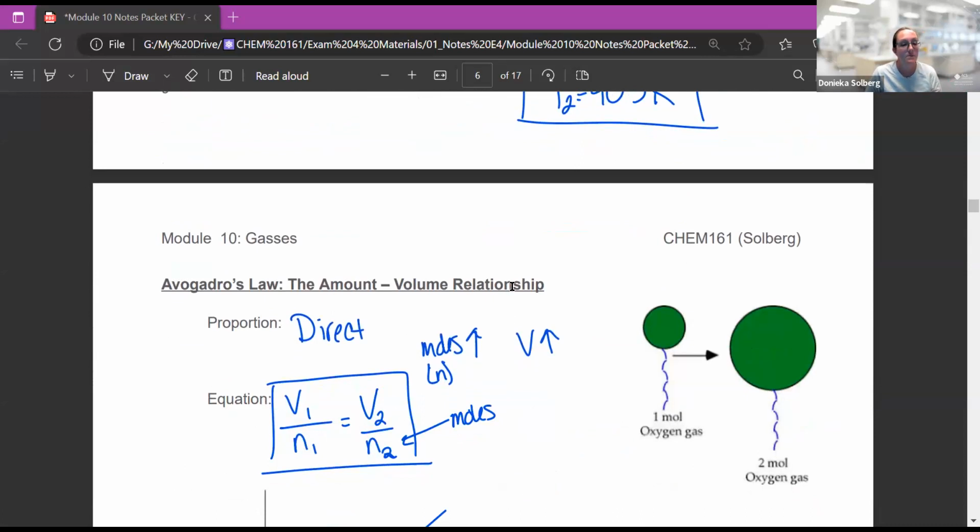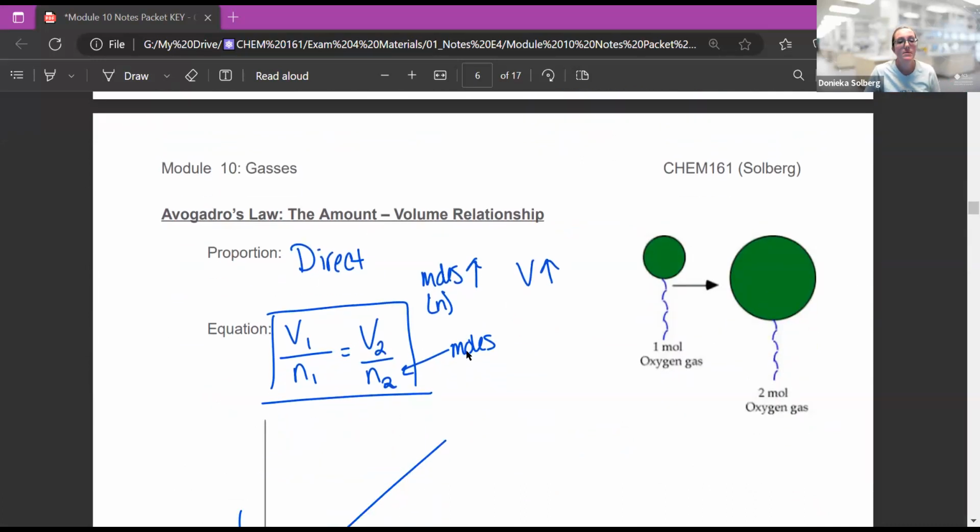All right, last empirical gas law is Avogadro's law. This is amount of gas and volume. This is like the easiest law, right? Also direct. It means the more gas you have, the larger space it takes up. So 1 mole of gas, a balloon would look like this. If I doubled the amount of gas, the balloon would double in size.